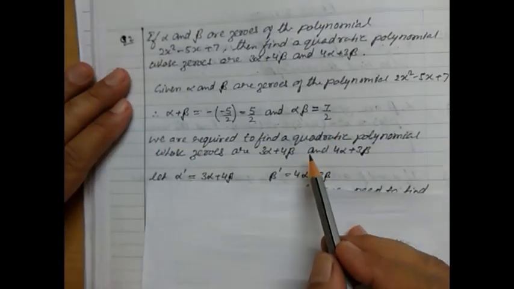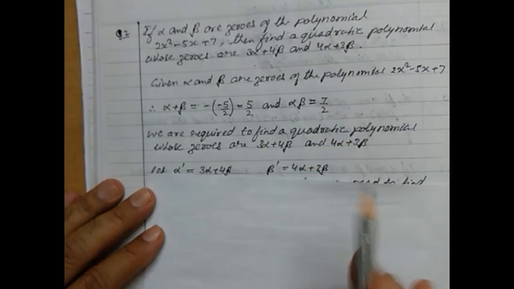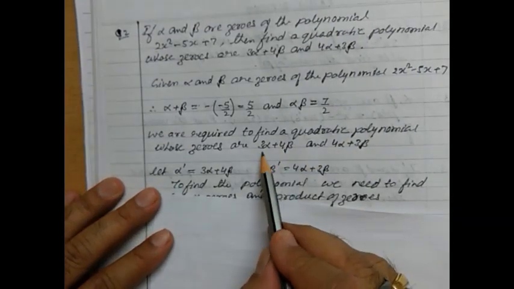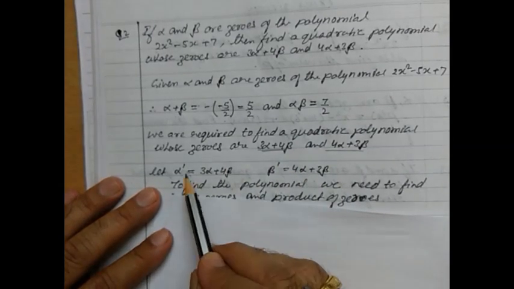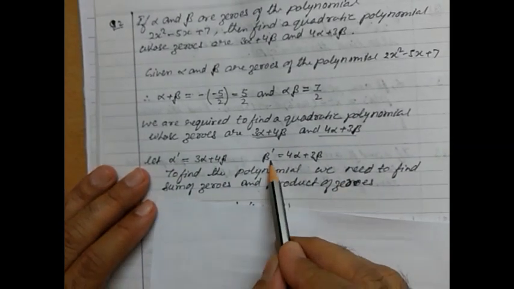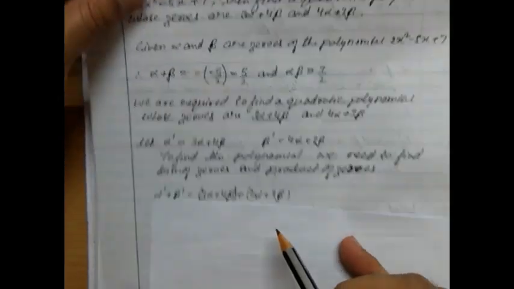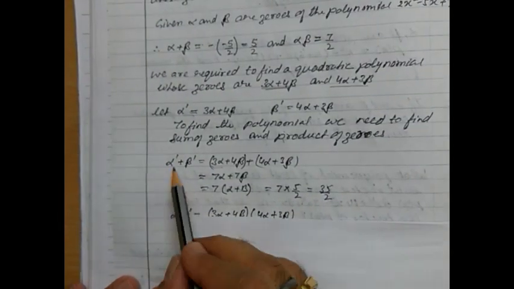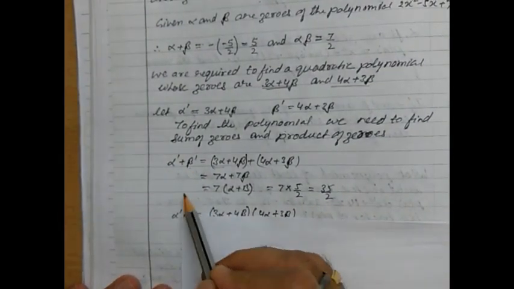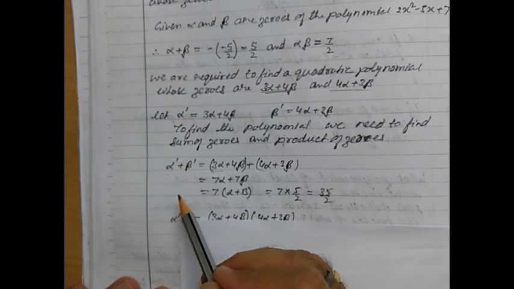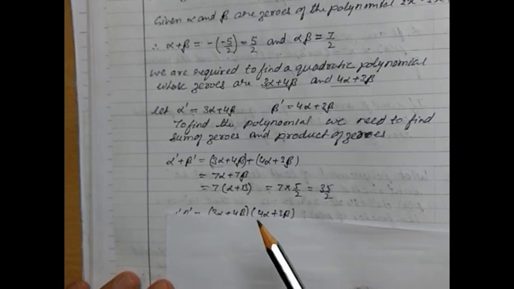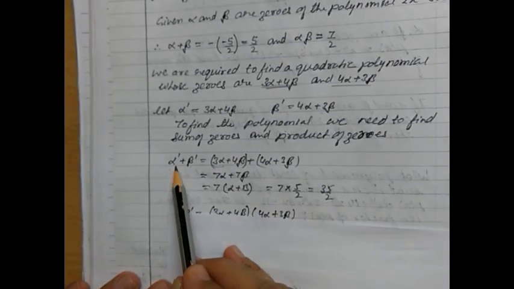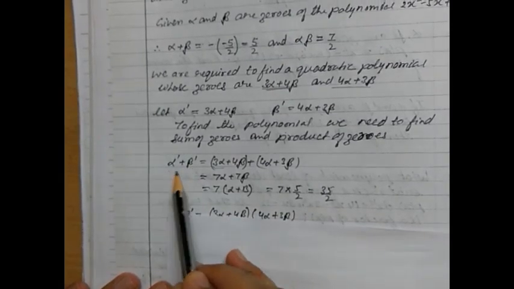We need to find what? A quadratic polynomial. So another quadratic polynomial whose zeros are these. So we consider these as alpha dash and beta dash. So here, when we are finding the quadratic polynomial, we require two things: the sum of zeros and the product of zeros. So here we are taking alpha dash and beta dash, the sum of zeros.